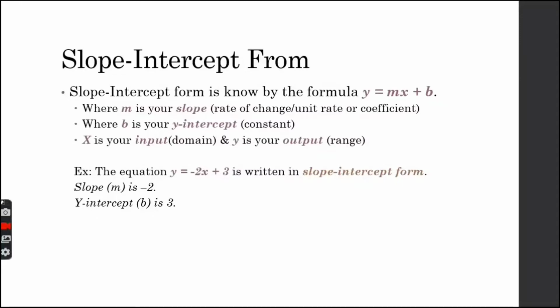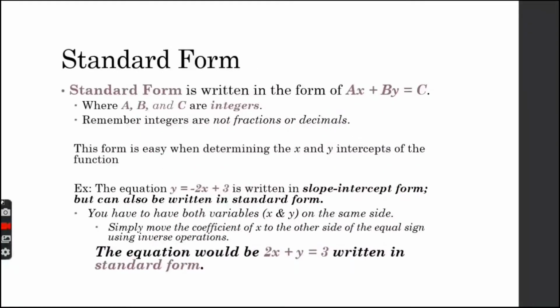An example of slope-intercept form is y equals negative 2x plus 3. 3 is my y-intercept, positive 3 at that, and my slope is negative 2. So if I want to rewrite this as an actual slope as rise over run, it will be negative 2 over 1. Down 2 to the right 1. Remember, if your slope is negative, your line is going up to the left. If it's positive, it's going up to the right.